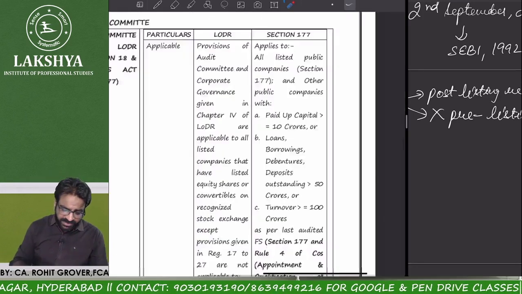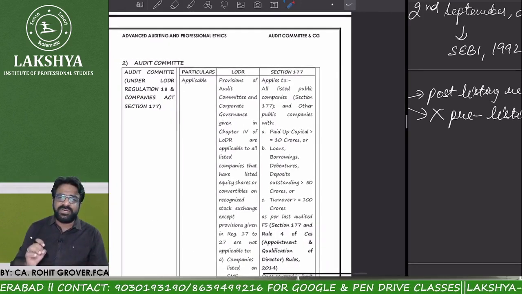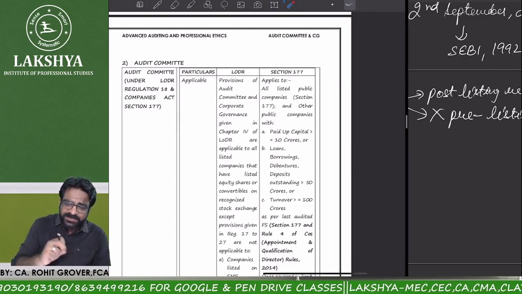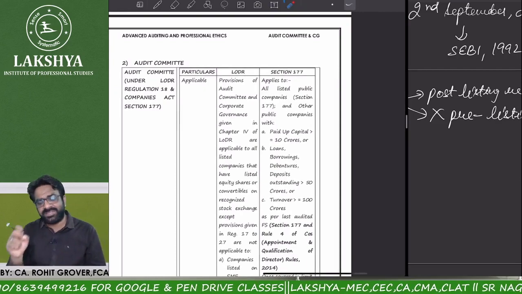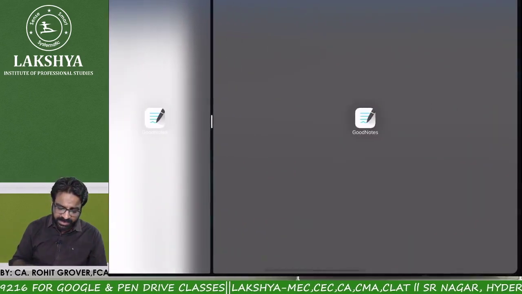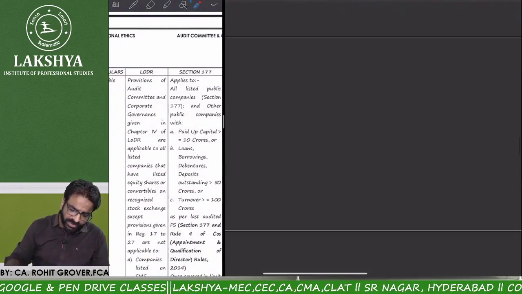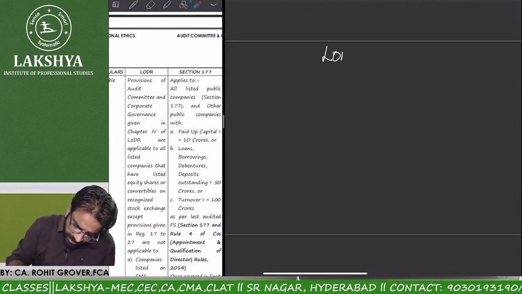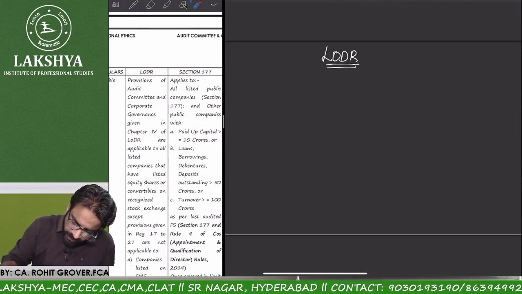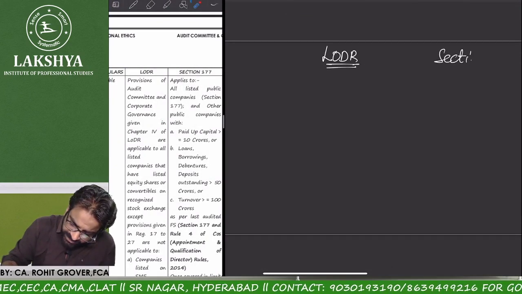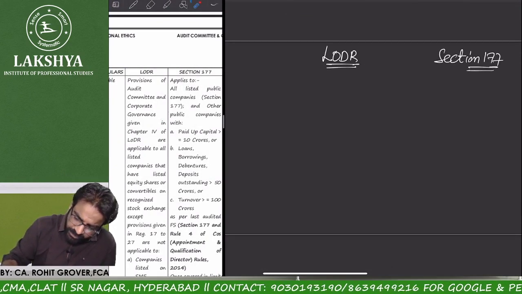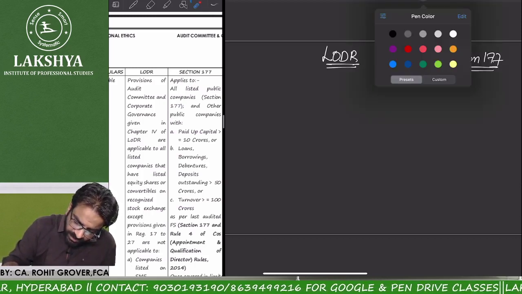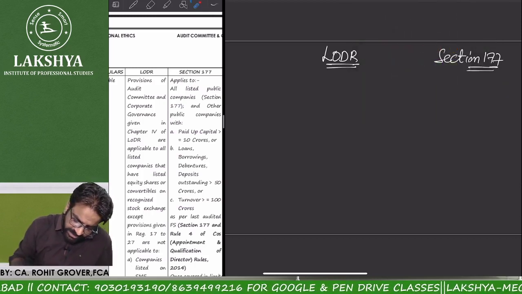So what is the first thing we understood, the difference? The first difference we understood is the LODR applicability as per the SEBI Act, and section number 177 applicability as per the Companies Act. So we are also going to do it in the same way. We'll write LODR on one side and section 177 committee on the other side.